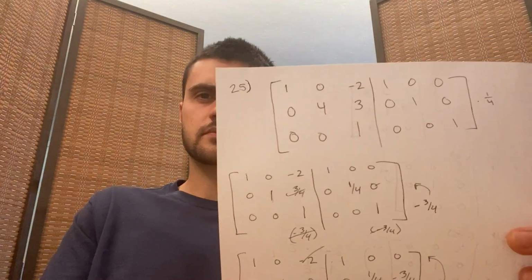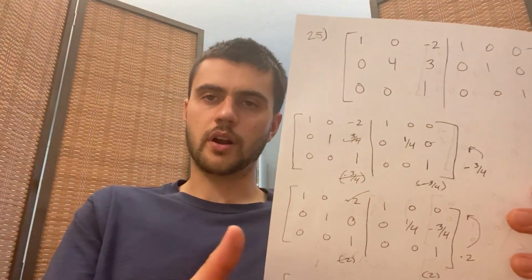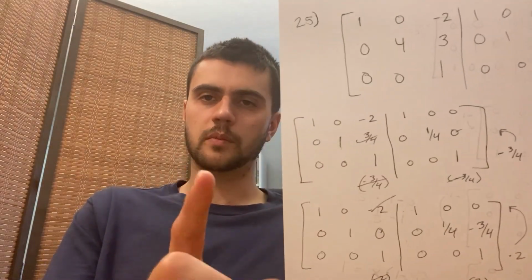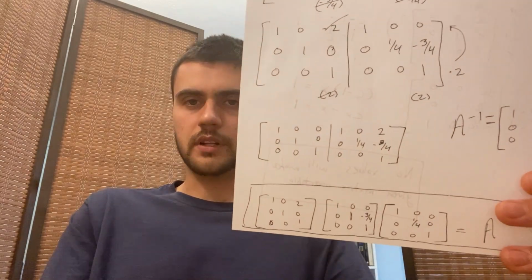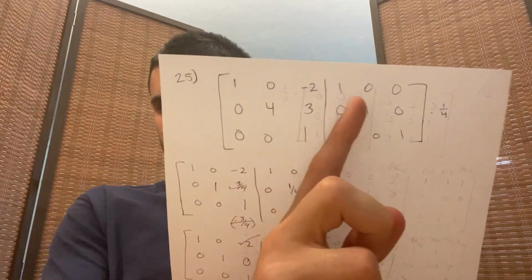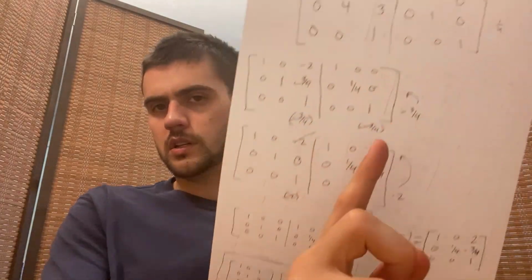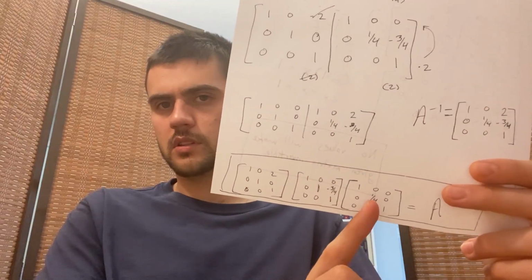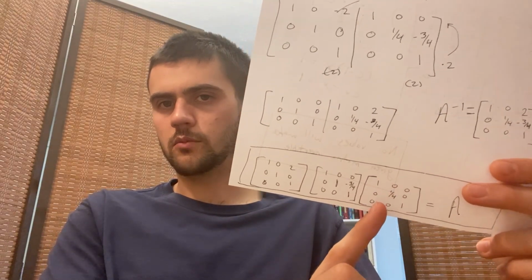This one was basically to express the inverse of this matrix as a product of elementary matrices. So I believe I did this correctly. What I did was, the first time, I multiplied the second row through by 1/4. And so the first matrix I added was this one, which is an identity matrix with the second row multiplied through by the 1/4.